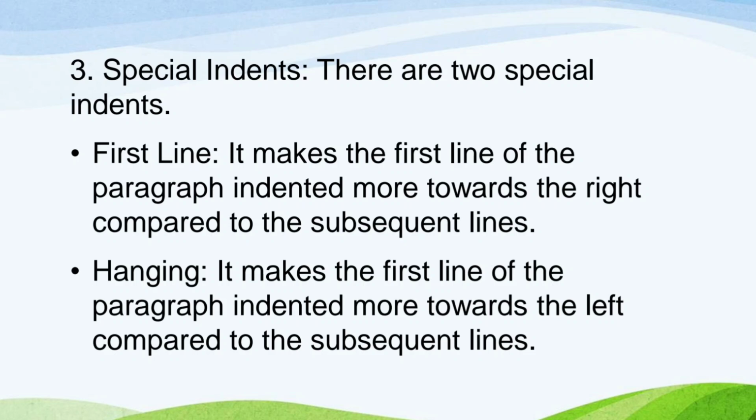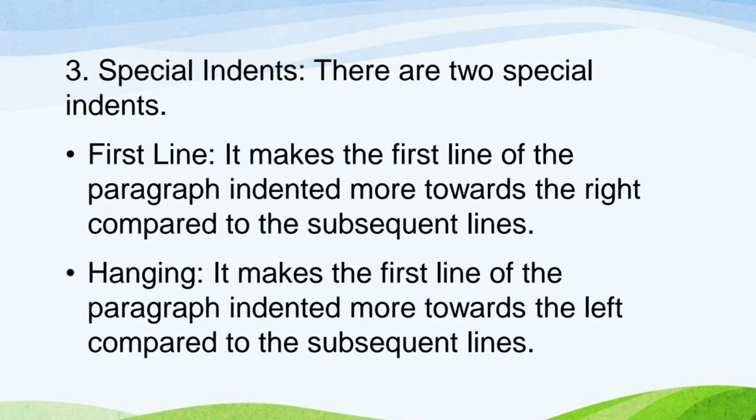It means you may want to indent only the first line of each paragraph. This helps to visually separate paragraphs from one another. Now second is hanging. It makes the first line of the paragraph indented more towards the left compared to the subsequent lines. It means it's also possible to indent every line except for the first line, which is known as a hanging indent.